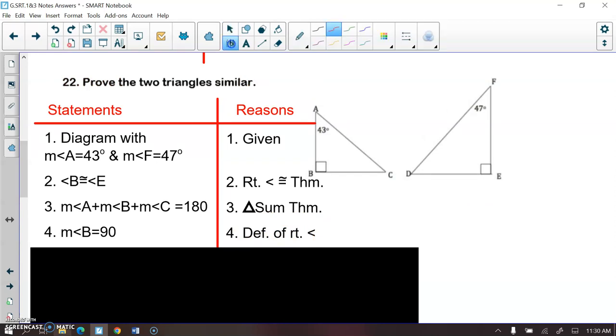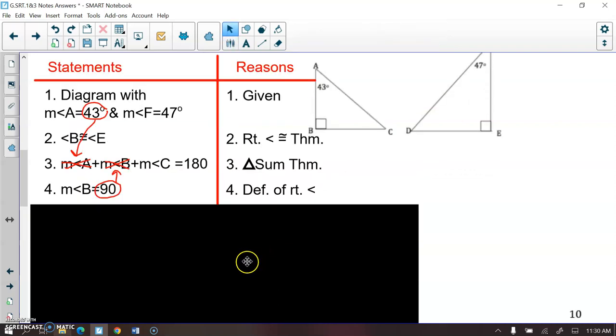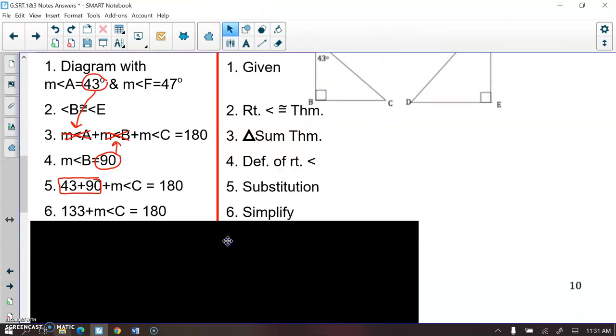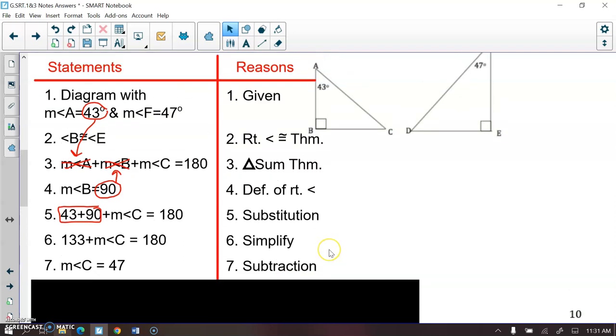So now I can use some substitution by stating that the measure of angle A is 43 degrees. I can substitute that in here. And stating that the measure of angle B is 90 degrees, I can substitute that in here. So using substitution, I then have this equation. Then I need to first simplify these two before I can do anything else. So I get this. And then using subtraction, I can subtract that 133 over to get this.